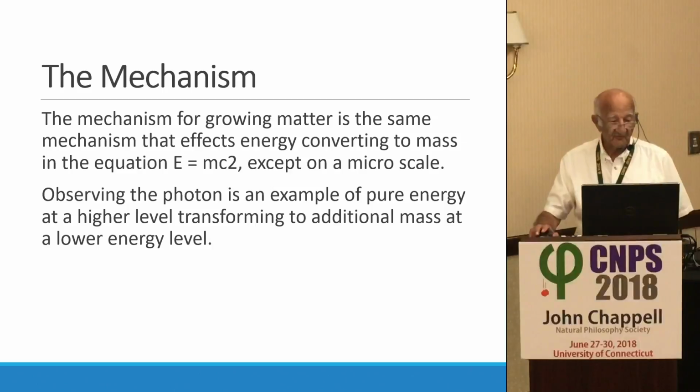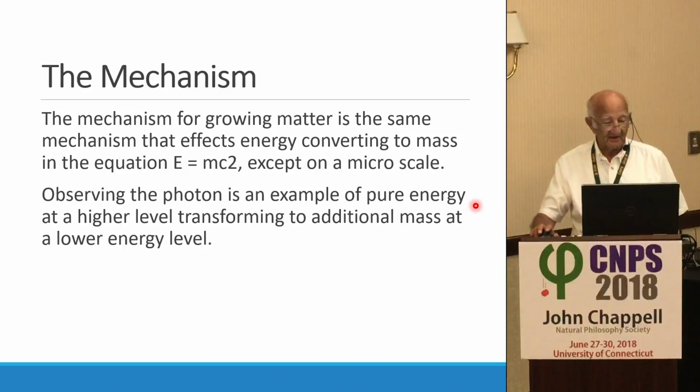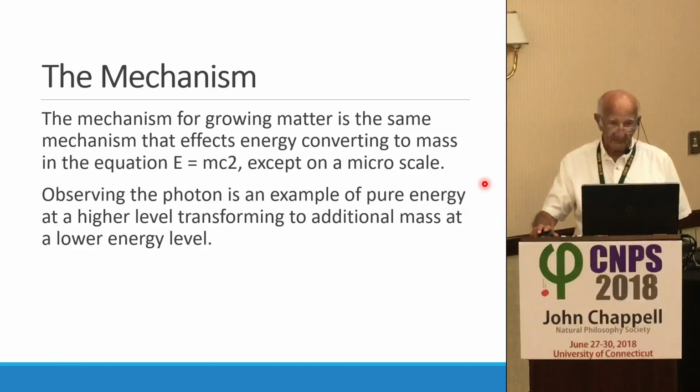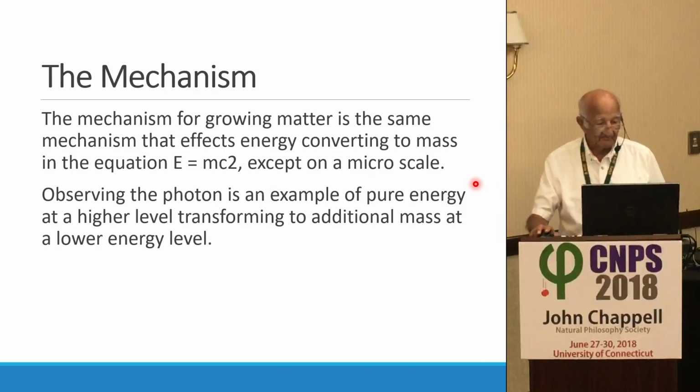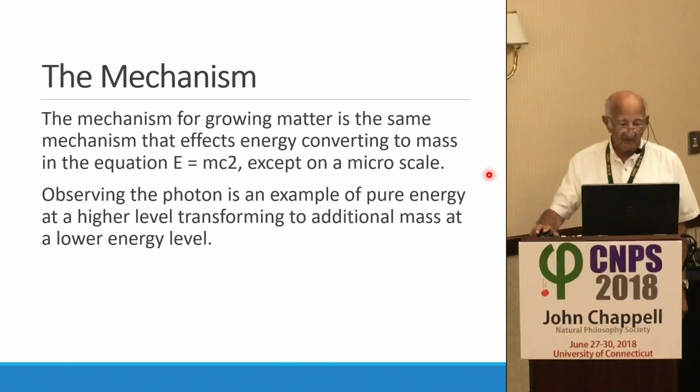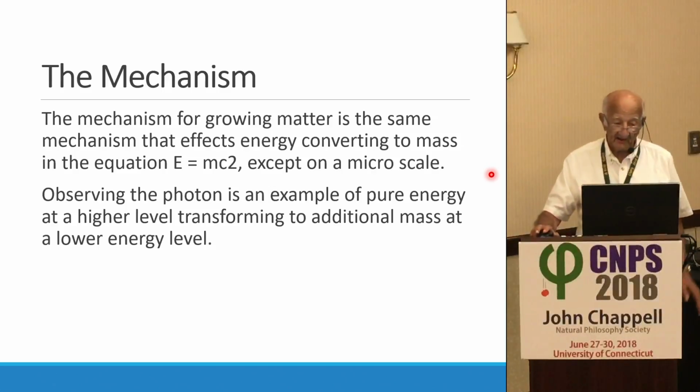The mechanism for growing matter is the same mechanism that affects energy converting to mass in the equation E equals mc squared, except on a micro scale. Observing the photon is an example of pure energy at a higher level transforming to additional mass at a lower level.